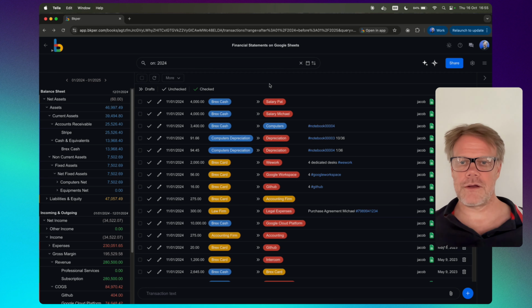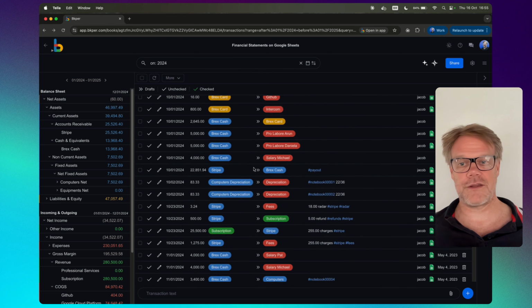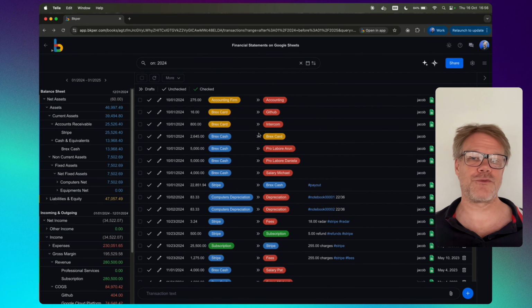So I have this book here, a public book, financial statements on Google Sheets, which you can access. It has a lot of transactions for the year 2024, a balance sheet, and an incoming and outgoing statement.